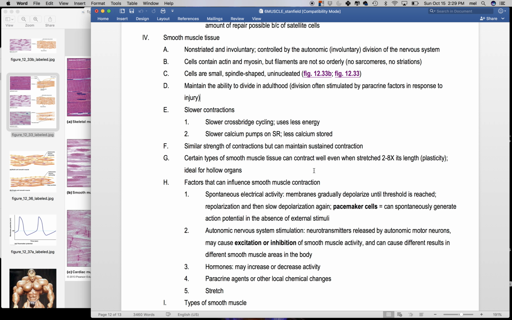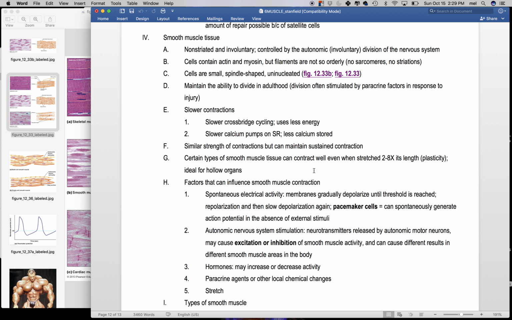Now, smooth muscle compared to skeletal muscle, the rate of cross-bridge cycling is slower, which means that you use less energy. It also means that it's not as responsive. In addition, the calcium pumps on the SR are also slower, which means for every calcium release, you get a longer contraction. You also store less calcium in the SR. So you release it and then it stays there and you've got a slower rate of cross-bridge cycling. So it's not super responsive, but it can last for a decently long time. The strength of contractions is similar, but smooth muscle is much better able to maintain a sustained contraction.